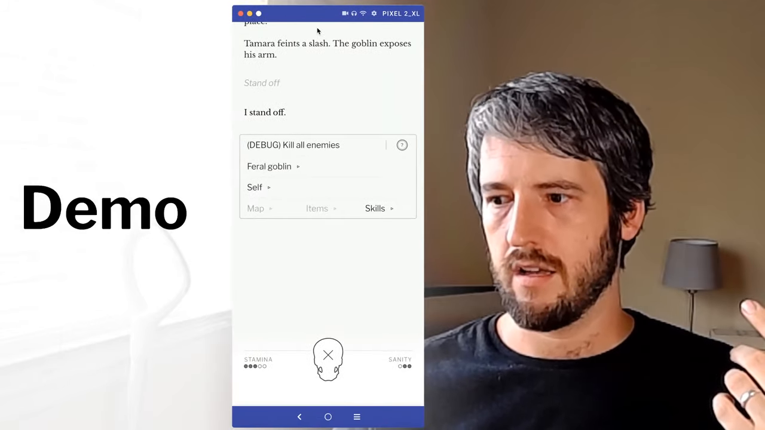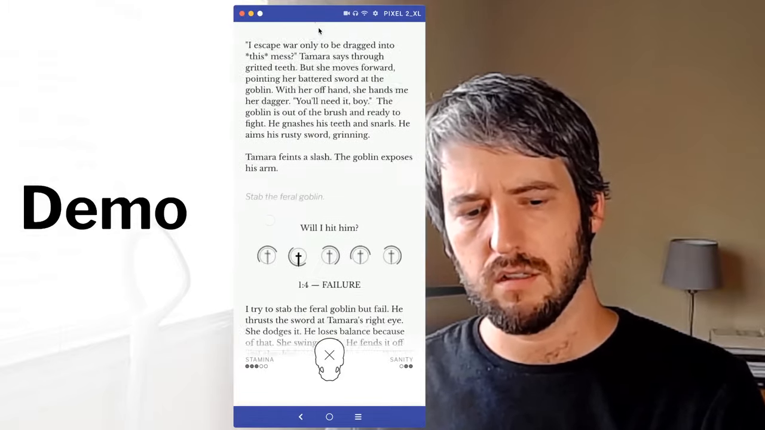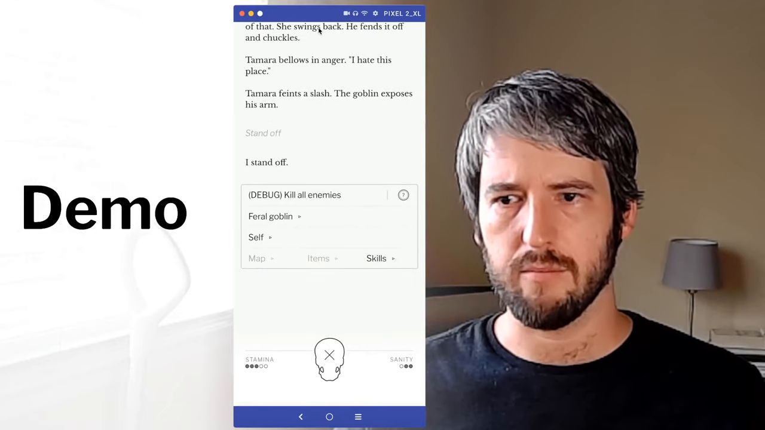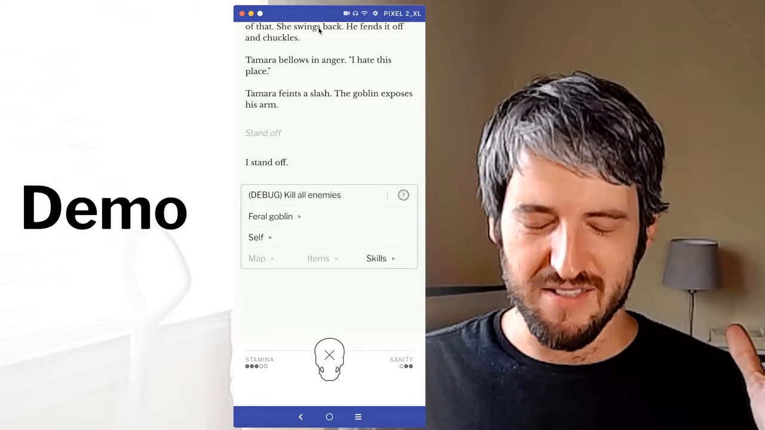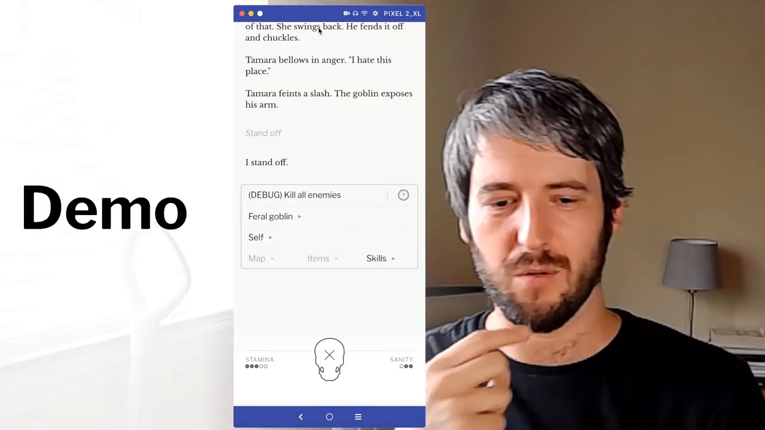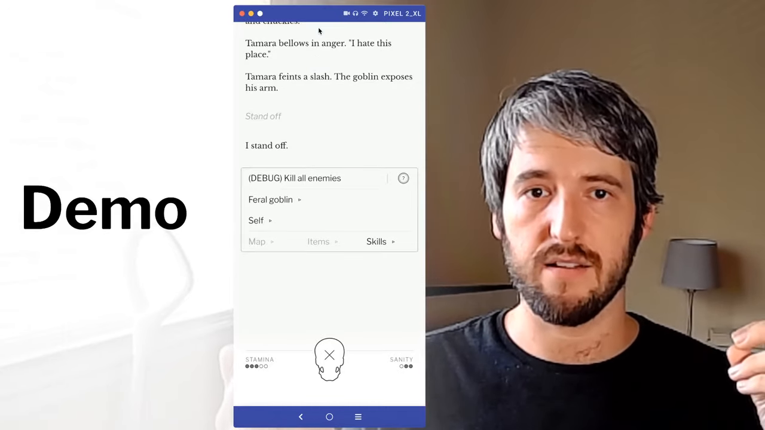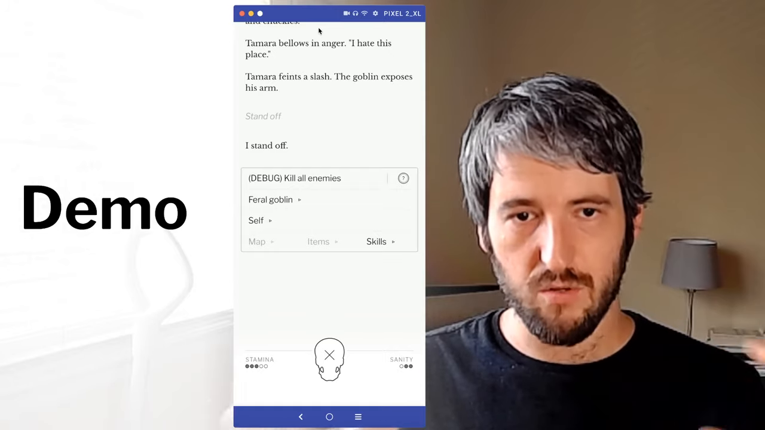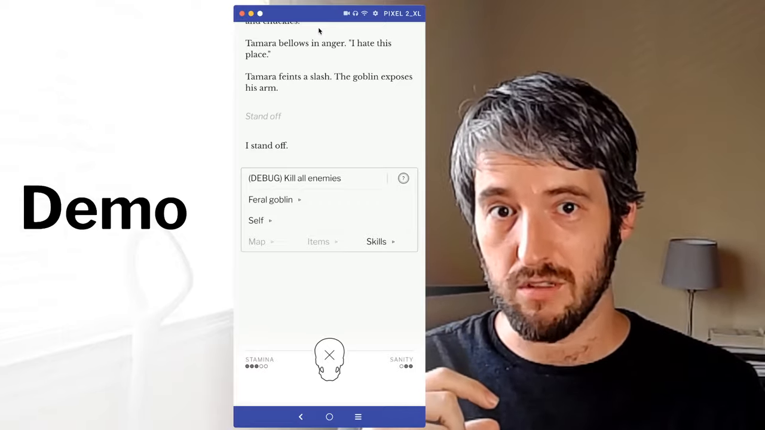I'm just going to show you a demo. I have my phone here, and I'm building in my spare time a game that is on mobile. It's designed to look like a game book, right? So it's very much just text and paragraphs of text. But the idea there is that at its core, it's actually pretty simulation heavy. So I'm simulating to the level of individual body parts.